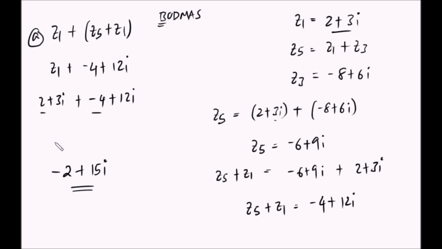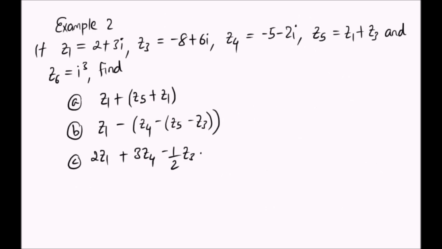Part B, what did part B say? Part B here is z1 minus brackets z4 minus another bracket z5 minus z3. Close the brackets. Let's do part B.